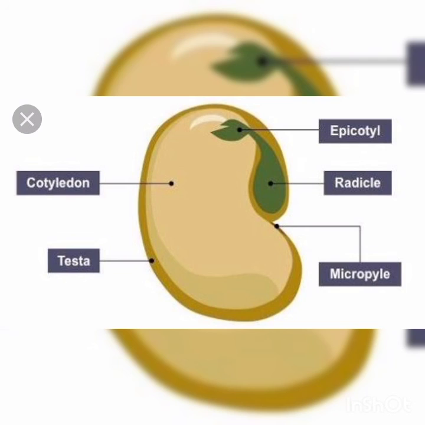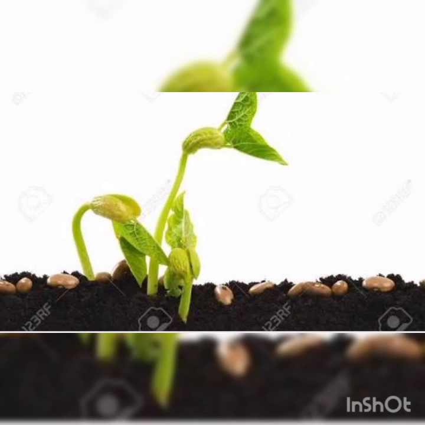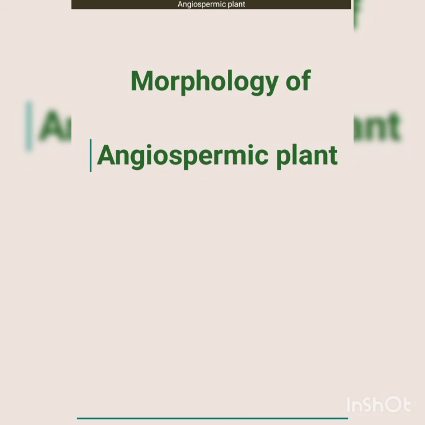We know one cotyledon plant is monocotyledon and two cotyledon plant is dicotyledon. In angiospermic plants we divide the plants into monocotyledon and dicotyledon. One end of tigellum called plumule gives rise to shoot and the other end called radicle grows into root. That means radicle gives rise to root and plumule gives rise to shoot. Okay, clear all these things? Then this class is over for morphology of angiospermic plant.